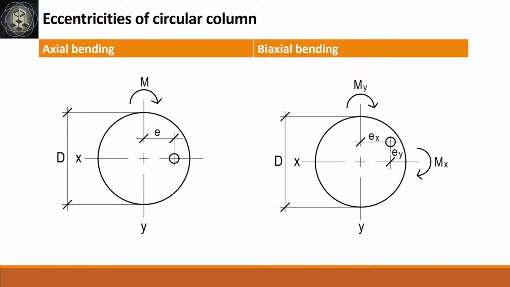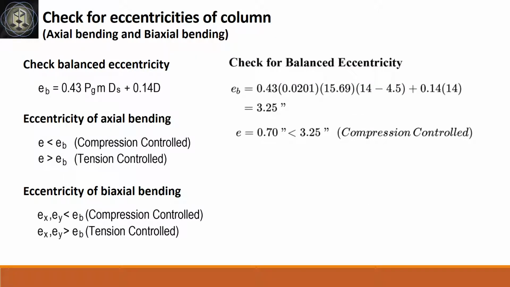The minimum eccentricity for circular column is 5% of its given diameter, which is 0.7 inch. The balance eccentricity of the given section is 3.25 inches, greater than 0.7 inch. Therefore, the section is compression controlled.